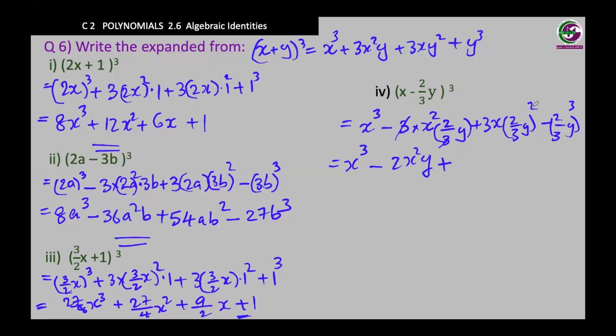plus 2 square is 4 divided by 9 and can be cancelled with one of the 3. So 1 3 will stay. 4 divided by 3 xy square minus 2 cube is 8 and 3 cube is 27 y cube. Don't forget, all of them should be cubed. 2 cubed, 3 cubed, y cubed. That's all for question 6.